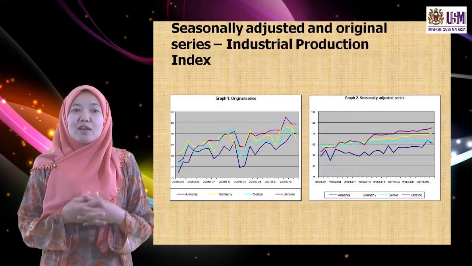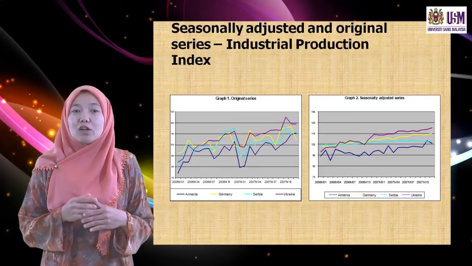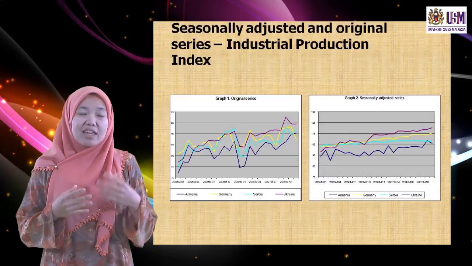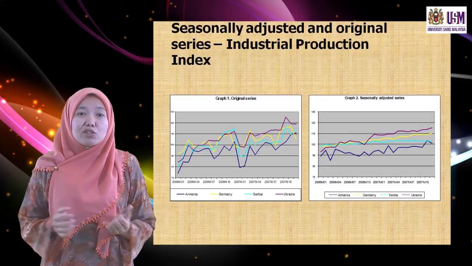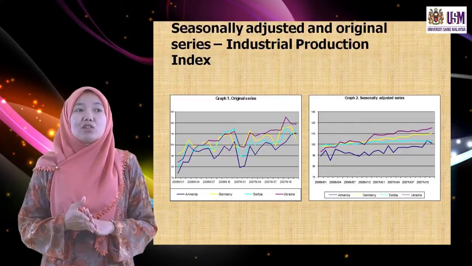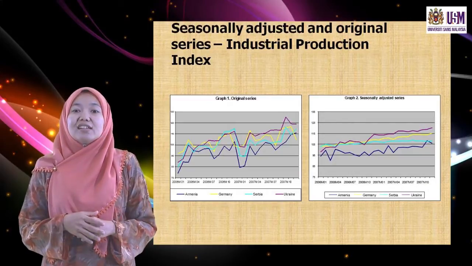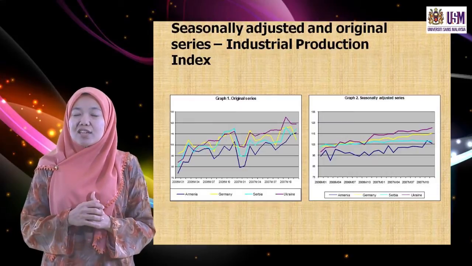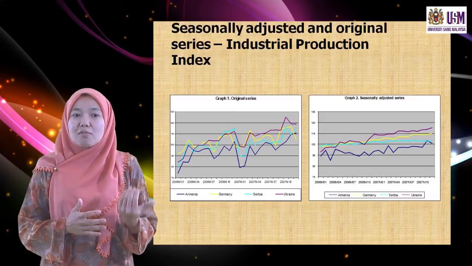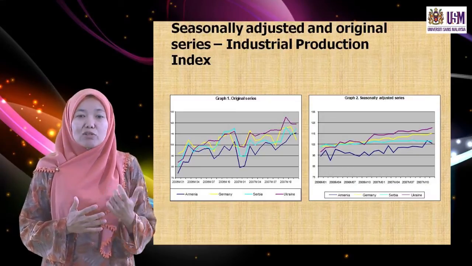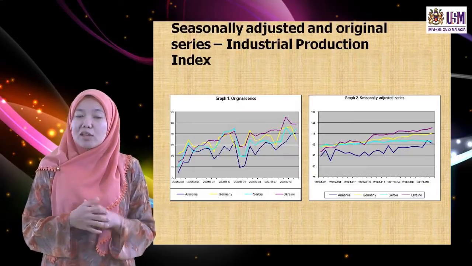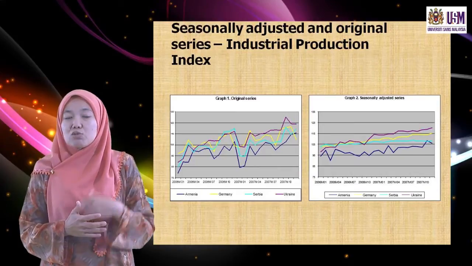Let's look back at what we already discussed so far in terms of seasonally adjusted series, and compare that with the original time series. What you have on screen is the industrial production index. We're talking about the original series on the left hand side of the screen, and the seasonally adjusted series on the right hand side of the screen. We're talking about four countries: Armenia, Germany, Serbia and Ukraine. This is the example given in the textbook. Don't ask me why these four countries, why not Malaysia?